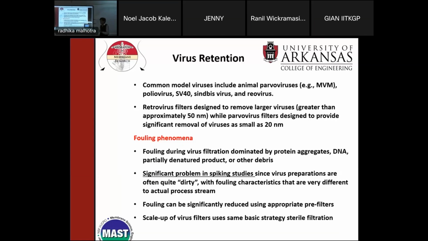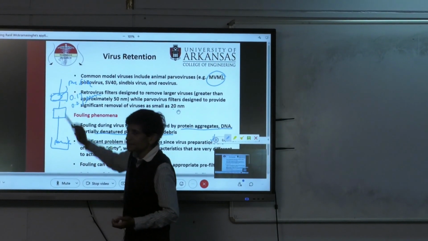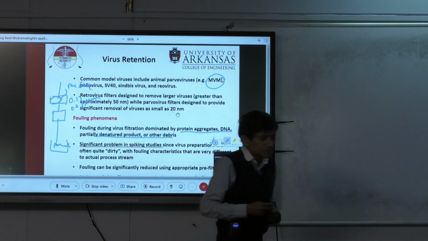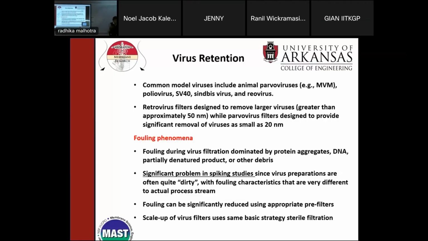Product aggregates, as I told you, product variants can cause problems. And so the manufacturers of virus filters now make pre-filters that are specific for their virus filter, and they use some of the principles we talked about yesterday for depth filtration. So they might have cation groups, anion groups, hydrophobic groups, diatomaceous earth. It's like a mini depth filter, okay, to remove product-related variants from the process stream, okay?